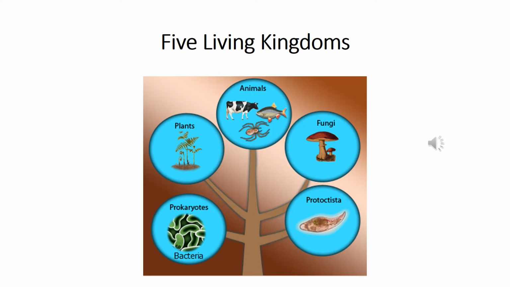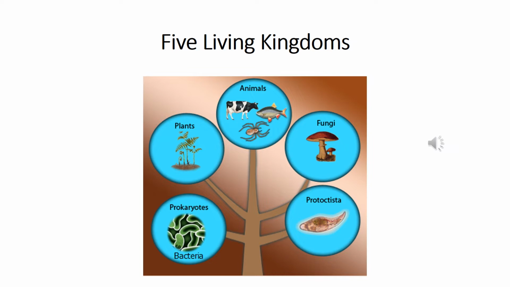mushrooms, all that. And then, in the last 30 years, we've also realized there are 2 additional kingdoms, prokaryotes, which is the bacteria, and the protoctista, which is basically the blue-green algae. It actually is a completely separate kingdom. All right, we got 5 living kingdoms.